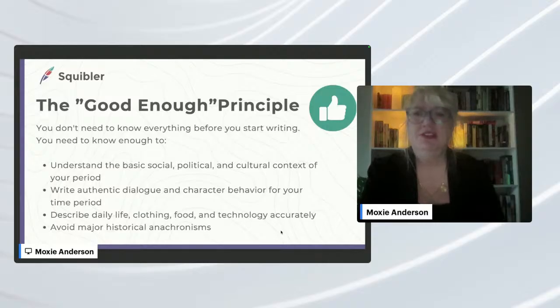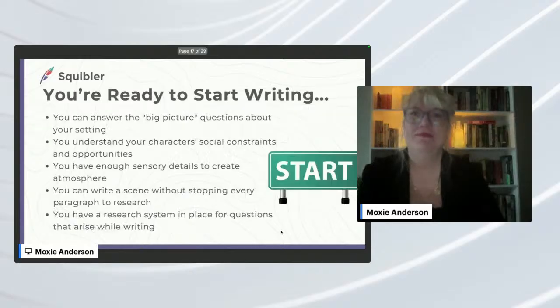You do need to know enough to describe daily life, clothing, food, and technology accurately. You wouldn't want to place a technological device that wasn't available in the era, unless you're writing science fiction. And you want to make sure that you know enough to avoid major historical anachronisms. One of the most famous ones that a lot of people are probably familiar with is that a clock bell rings in Shakespeare's Julius Caesar, and that's an anachronism. It's out of place. There wouldn't have been a church bell or a clock bell ringing. So you need to make sure you know enough to avoid making mistakes like that.